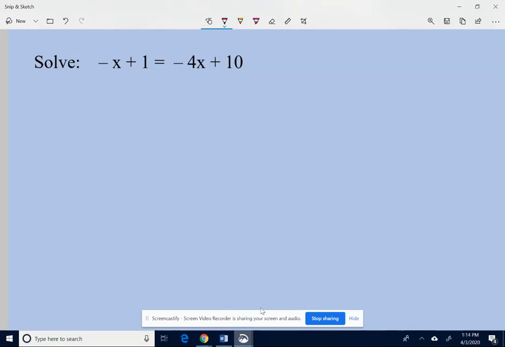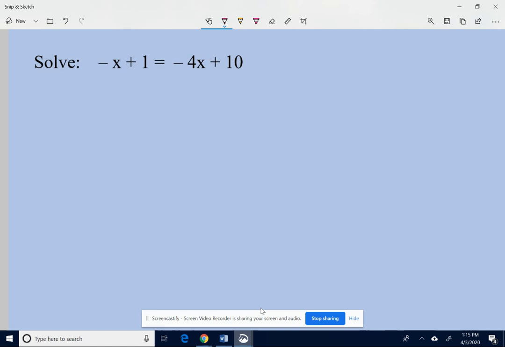Okay, let's solve negative x plus 1 equals negative 4x plus 10. Keep in mind every problem we're doing in this Nearpod was taken off of your two original Google Slides lessons. So if you needed to, you could go back and work through the problem again with tiles. But we're trying today to do these without tiles.